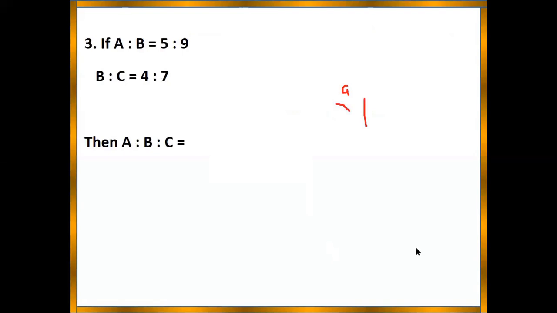If A is to B is equal to 5 is to 9, B is to C is equal to 4 is to 7, then A is to B is to C is equal to what?